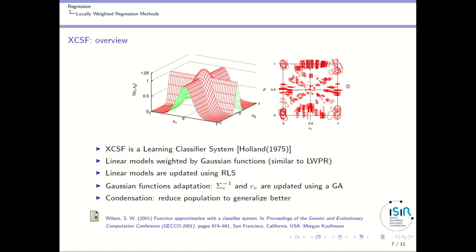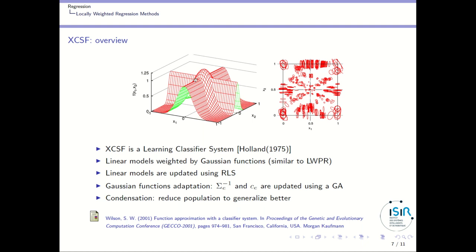So if some local model is good, it will stay there, and if a local model is not good, it will be removed by the genetic algorithm and replaced by newer and better local models. So in a sense, XCSF is more adaptive than LWPR because it can remove receptive fields and try to maximize the generality of the receptive field by removing the small ones.